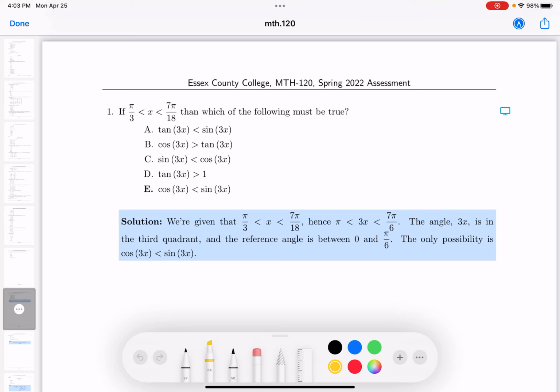Okay, the correct choice here is letter E. And let me go through the work. First of all, I see that the selection of the answers will have to do with 3x. So I need to change that interval to include the 3x now.